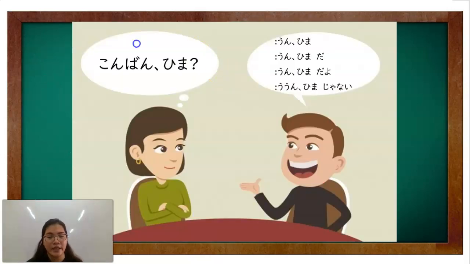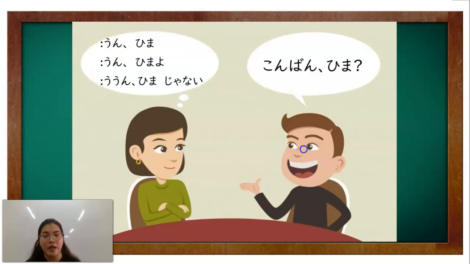That's why most women seldom use da. Just like an example here, konban, hima? Then this boy can answer, hima da. Hima da yo. Hima janai. As you can hear, hima da is kind of too rough to the ear, but most of the boys use it. Another, when the girl answers, for example, konban, hima? Hima. Hima yo?